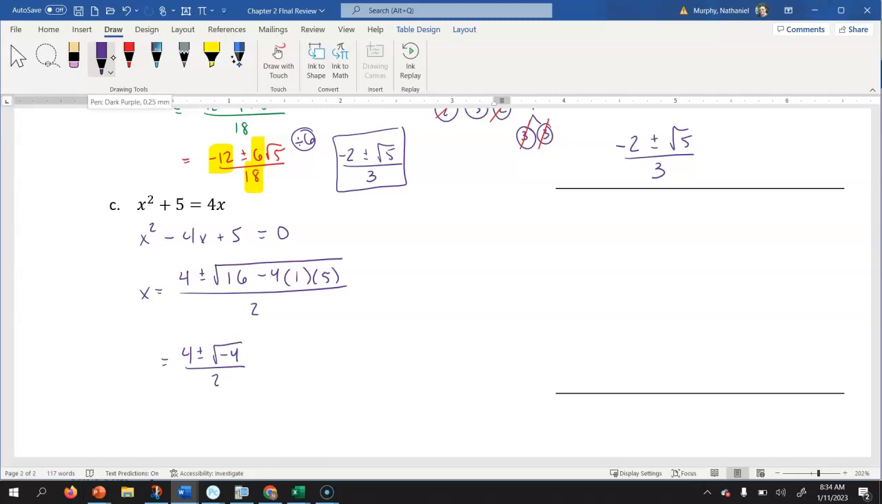Now remember, we can't take the square root of a negative number, so I'm going to factor out an i and make that positive. The square root of 4 is 2, so we'd have 4 plus or minus 2i, all divided by 2. All of that is divisible by 2, so 4 divided by 2 is 2, so we have 2 plus or minus 1i, or just i, and in our denominator, 2 divided by 2 is 1. So we just have 2 plus or minus i as your answer. That's how you do number 6C.